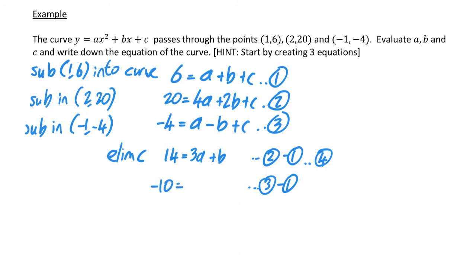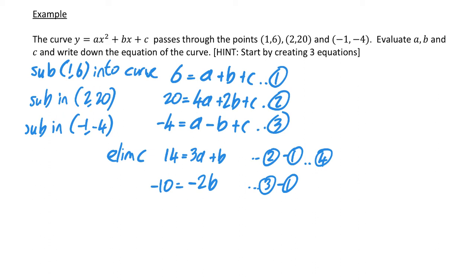And then, looking at the a's, you've got a in equation 3. You've got a in equation 1. A minus a is 0. Brilliant. And then you've got minus b minus another b is going to be minus 2b. And obviously your c minus your c, they disappear. So we've got down to one unknown, one variable.